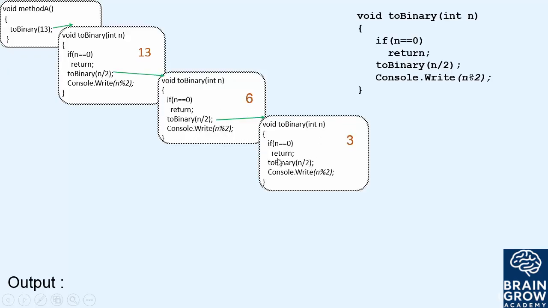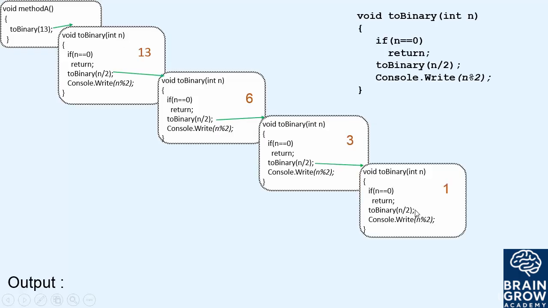In the next call, value of n is 3. In the next call, value of n is 1. And in the next call, value of n is 0. Now this condition becomes true. Winding phase stops and unwinding phase starts. So control will return here.